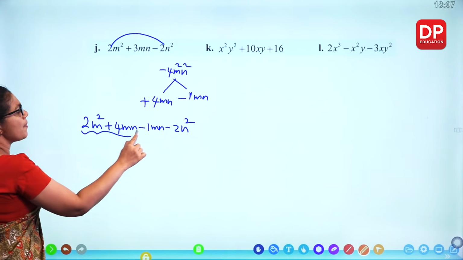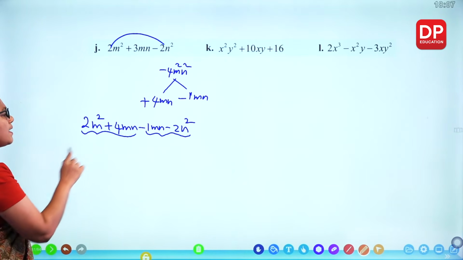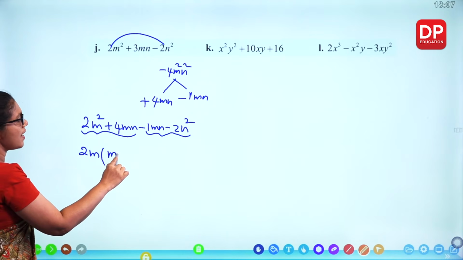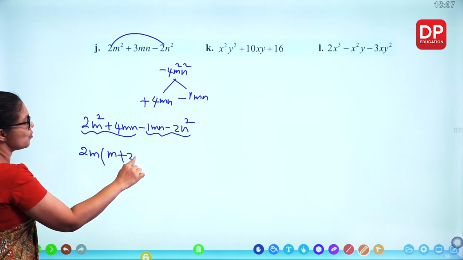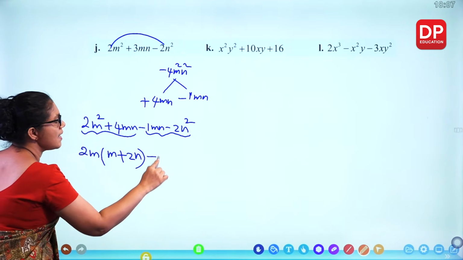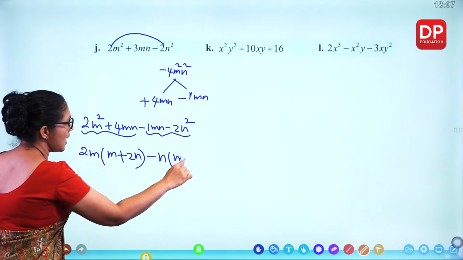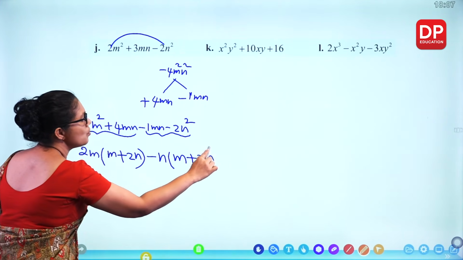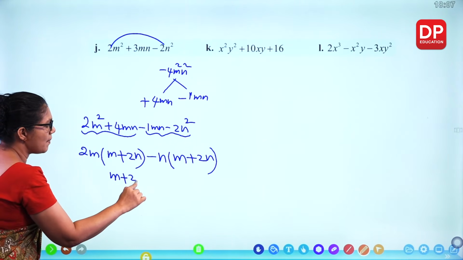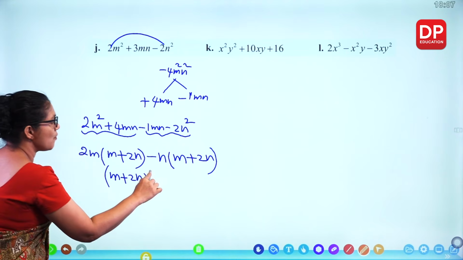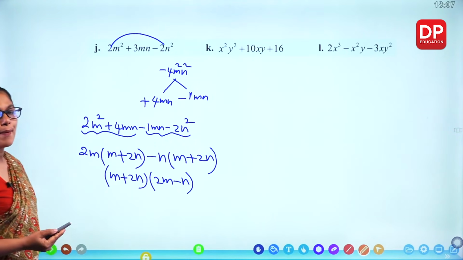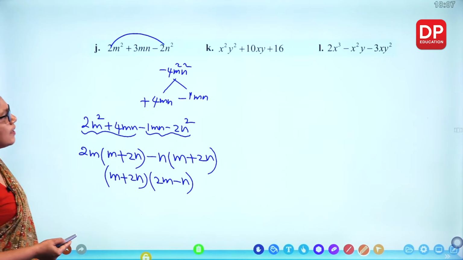Take first two separately, last two separately. We can see 2m is common. Take it out and write m plus 2n. When you take these two, I can take minus n out. So you get m plus 2n. Here also m plus 2n is common. Take it out and what's the remaining part? You get 2m minus n. Now look at this one.